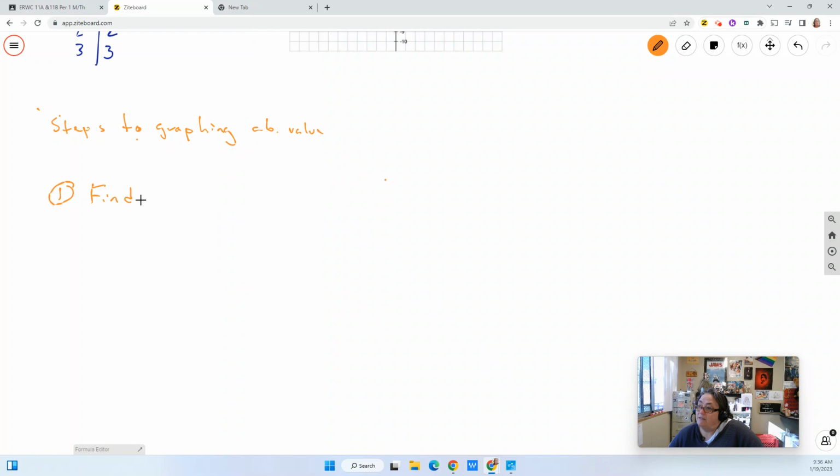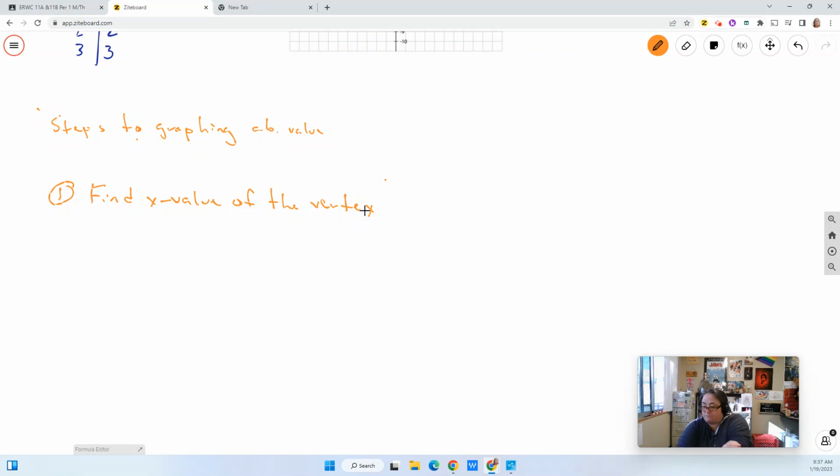So steps to graphing absolute value. The first thing that you want to do is find the x value of the vertex. That means we're trying to find that turning point. And the best reason I can give you for doing that is it gives you ideas of what to input for table points. If we know that center, we can pick points that are around that center on both sides of it when we're looking for points to plot.